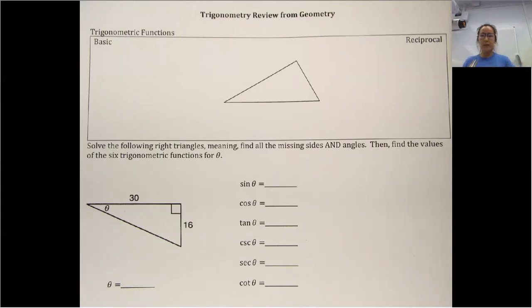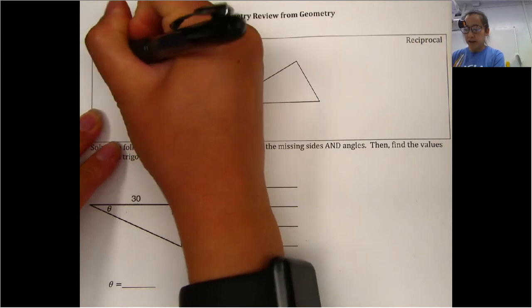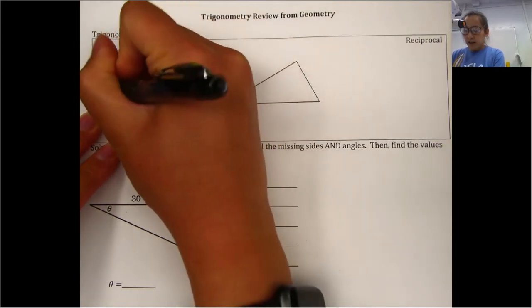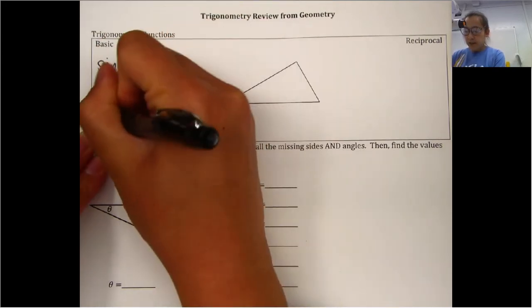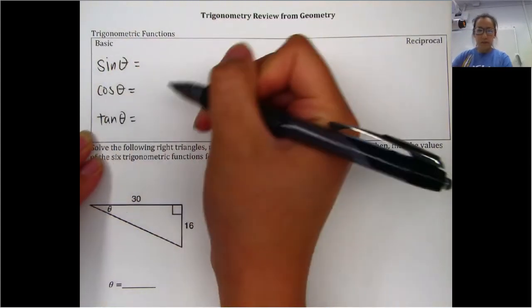We're going to talk about some trig today. We're going to talk about some things that are old that you should have already learned in geometry, and then we're going to talk about some new things that we're learning today. Your basic trig functions, there's three basic trig functions that you know: sine of theta, cosine of theta, and tangent of theta. These are the ones that you already know.